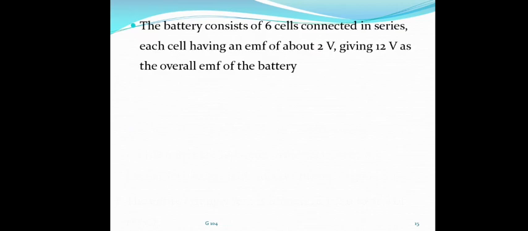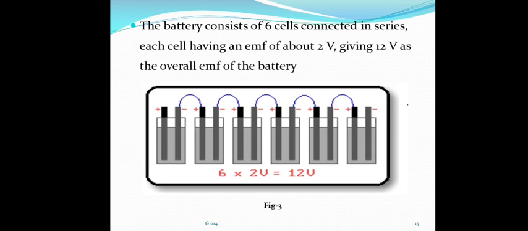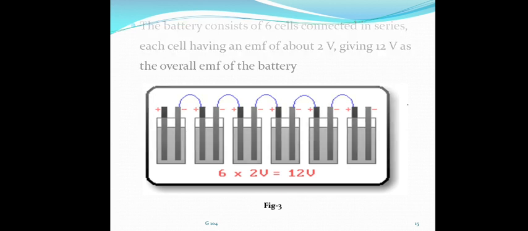So the battery consists of 6 cells connected in series. Each cell has an EMF of 2 volts, giving 12 volts as the overall EMF of the battery. Are you able to see? In each cell there is one anode and one cathode, and such 6 cells are arranged in series. Each cell produces 2 volts, so in total the lead acid battery gives 12 volts.